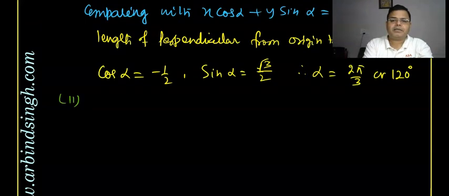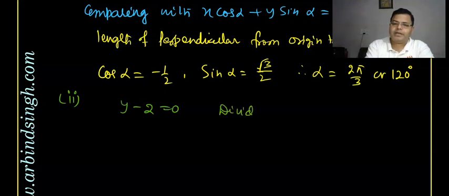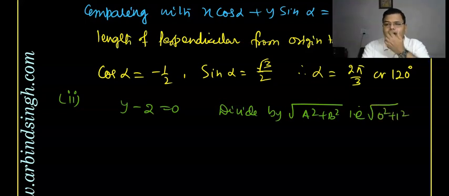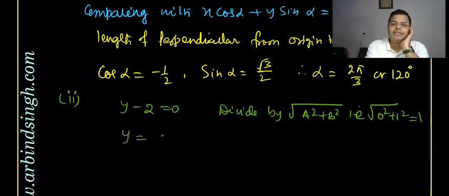Now similarly, the second part of the question can be dealt with. The second part is y minus 2 is equal to 0. Again, you have to divide by under root a square plus b square, that is 0 square plus 1 square. That is 1, so no need to divide, because dividing by 1 is a waste of time. So here y is equal to 2. The equation can be written as 0 into x plus y is equal to 2.